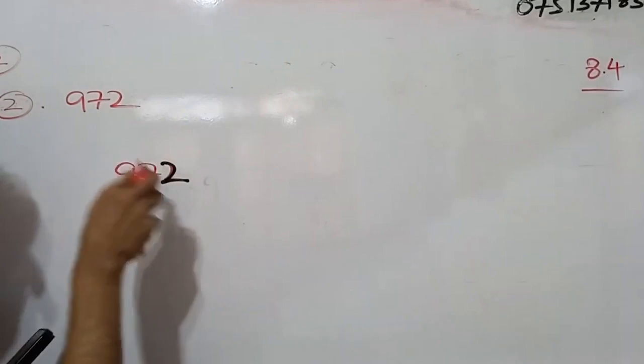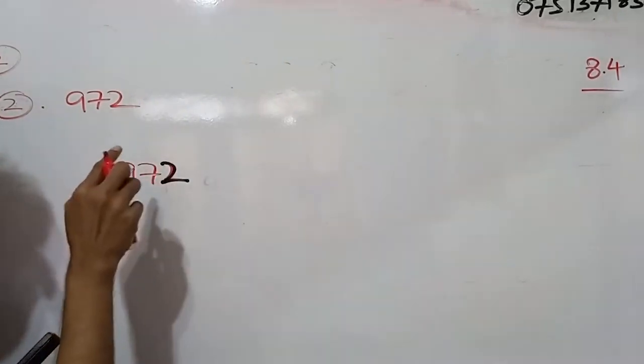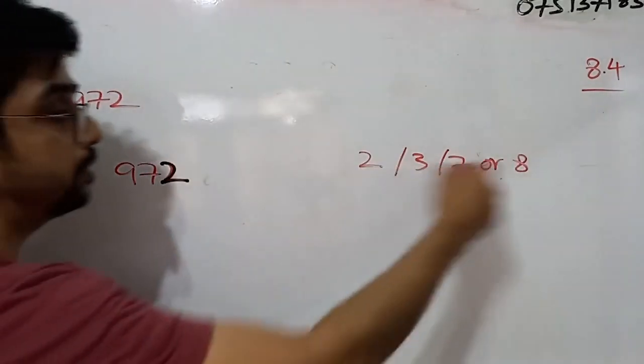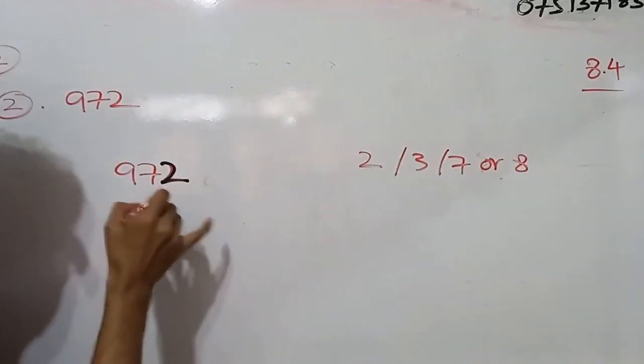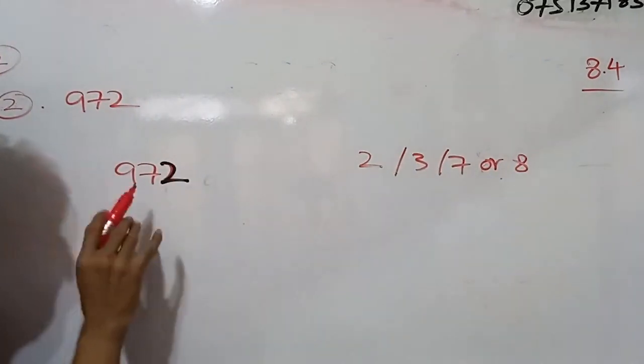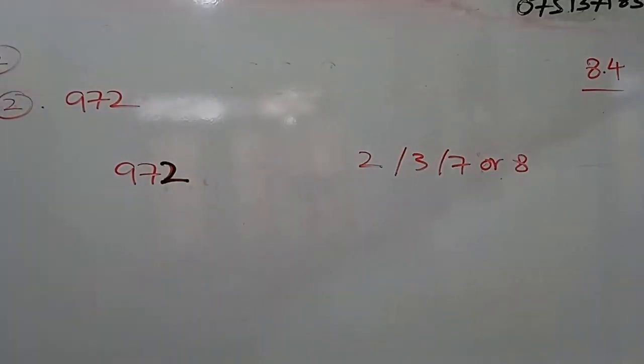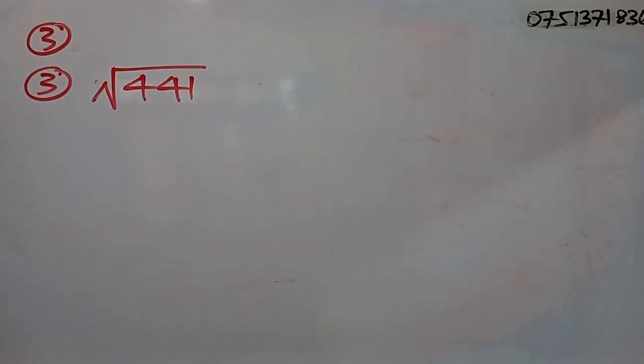We know if a number has any of these digits, 2, 3, 7 or 8, as the digit of the ones place of that number, then definitely it is not a perfect square. So 972 is not a perfect square. Okay, question number 3, part 3.